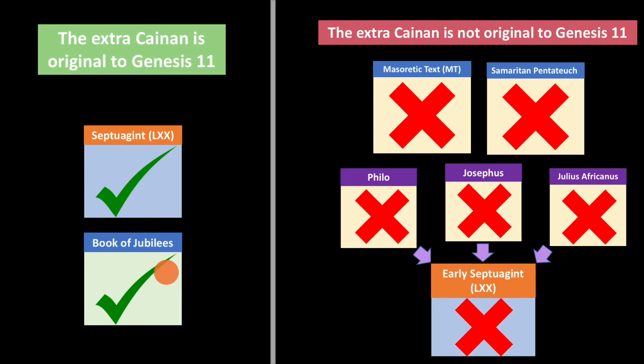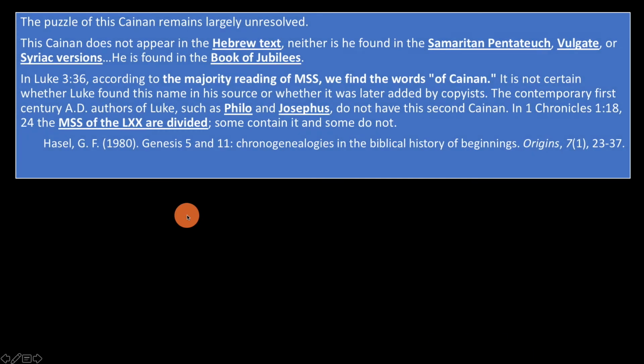But notice that this is not a slam dunk argument. Genesis 11 seems to be very confused because we have some evidence for it and some evidence against it. And here is a quote from Hasel, and he really just sums up this issue nicely. He notes, the puzzle of this Cainan remains largely unresolved. This Cainan does not appear in the Hebrew text. Neither is he found in the Samaritan Pentateuch, the Vulgate, or Syriac versions. He is found in the Book of Jubilees.